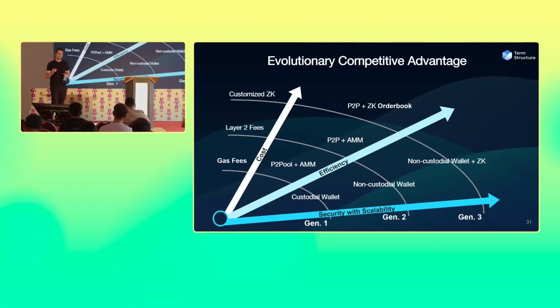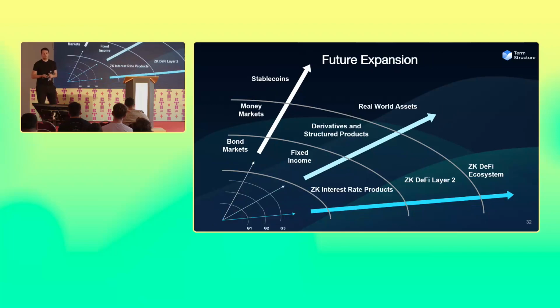In terms of efficiency, we're going to get to a peer-to-peer plus ZK order book. And in terms of costs, I think a customized ZK is what would make sense for trading and DeFi activities. And in terms of where the future lies, we start with ZK interest rate products. We go to building a DeFi layer 2 in ZK and the whole ZK DeFi ecosystem. Similarly, we start with simple bond markets and fixed income instruments. We get to money markets, derivatives, and structured products. And that's how we build a lot of use cases for stablecoins and real-world assets.